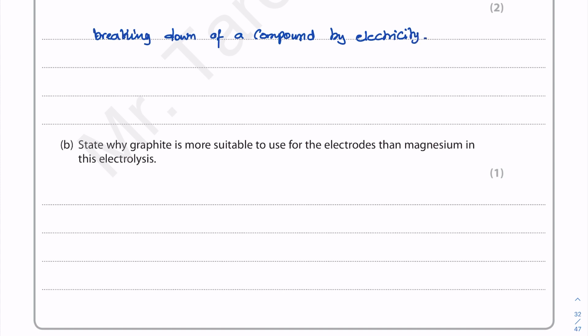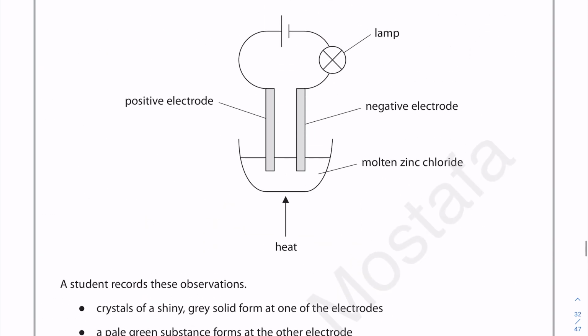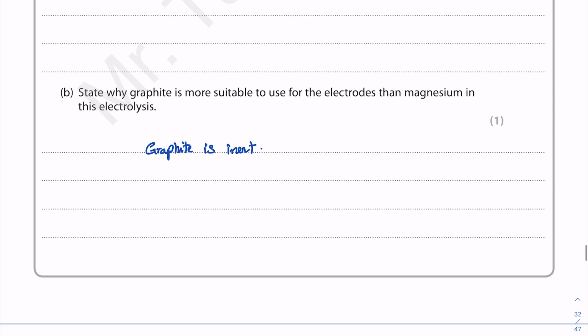State why graphite is more suitable for the electrode than magnesium in this electrolysis. We have several possible answers. We can say graphite is inert. What are the other answers? Electrolysis of molten zinc chloride should produce chlorine gas at the anode. So if the anode is made of magnesium, it will react with the chlorine. So another answer is that magnesium will react with the chlorine.